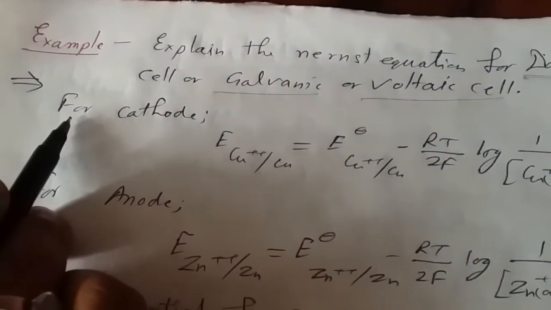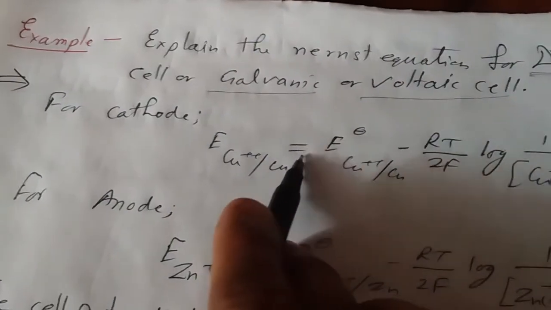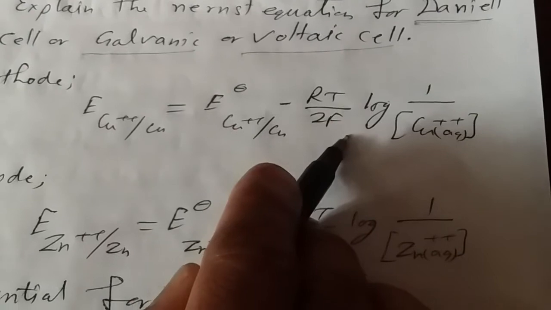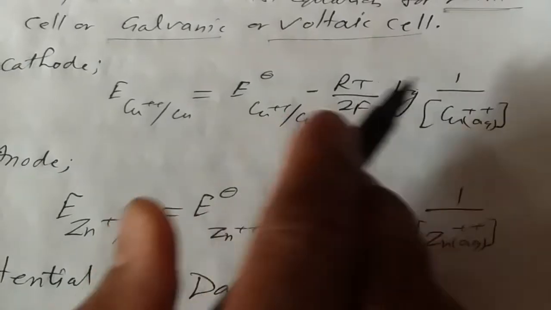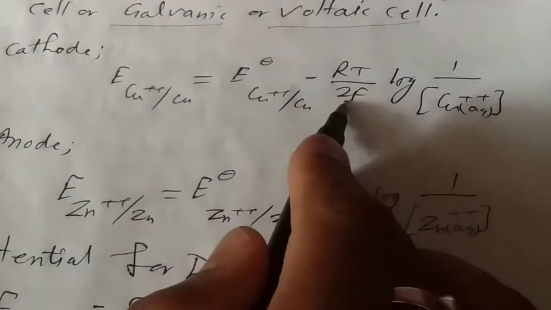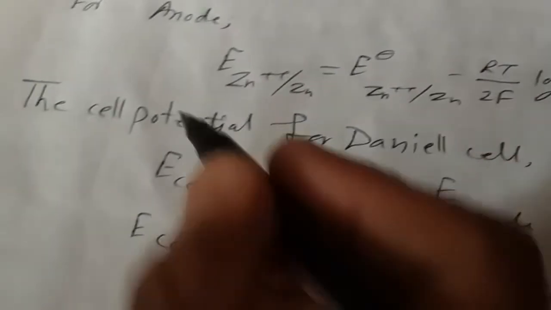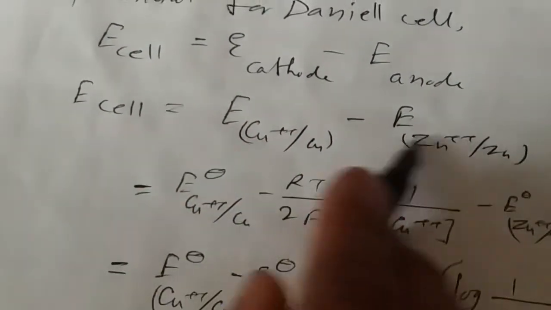For the cathodic equation of the copper electrode, E(Cu^2+/Cu) = E°(Cu^2+/Cu) - RT/2F log 1/[Cu^2+], where 2 is the number of electrons transferred, that is, the charge that migrates from one end to the other. For the anode, this is the equation for the zinc ion. And this is the full cell potential for the Daniell cell: E cell = E cathode - E anode, so E cell = E copper - E zinc. Put these values in the equation and solve it.